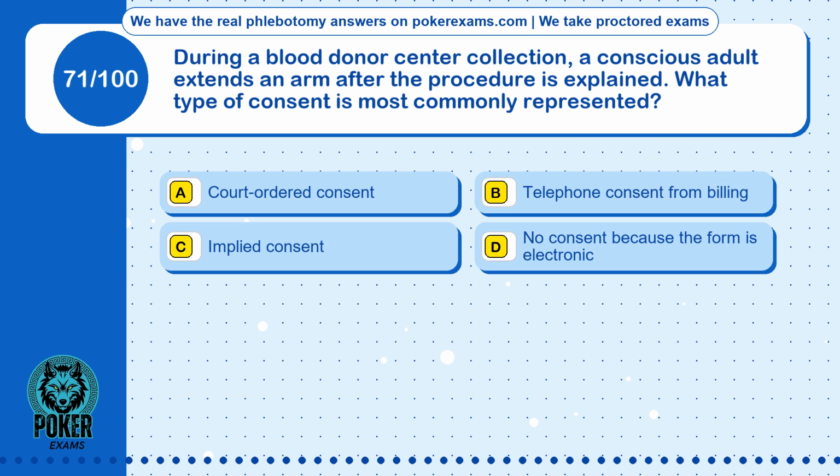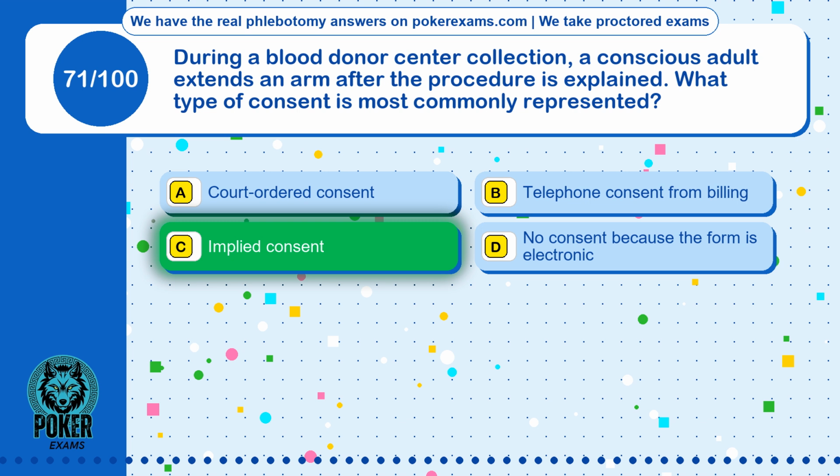Question 71. During a blood donor center collection, a conscious adult extends an arm after the procedure is explained. What type of consent is most commonly represented? Option A. Court-ordered consent. Option B. Telephone consent from billing. Option C. Implied consent. Option D. No consent because the form is electronic.